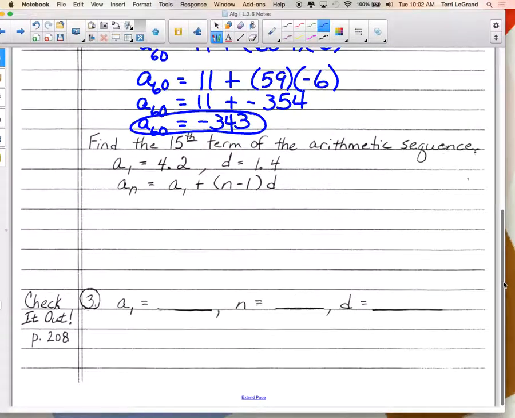Okay, find the 15th term of this arithmetic sequence. Well, they gave it to us a little bit differently this time. They did not show us the beginning of the sequence. Could we start this sequence? What would it start at? 4.2. What would its next term be? 5.6. What would its next term be? 7. Well, it's definitely growing, right? Okay. So we are supposed to find the 15th term. So what is that 15 representing?